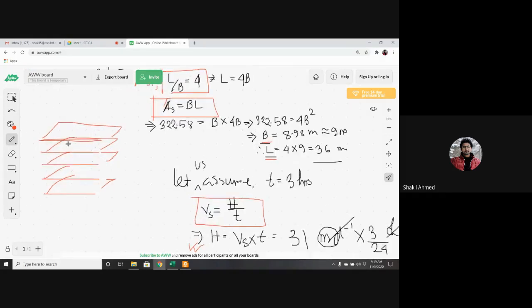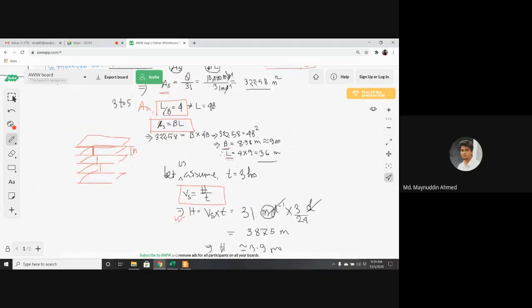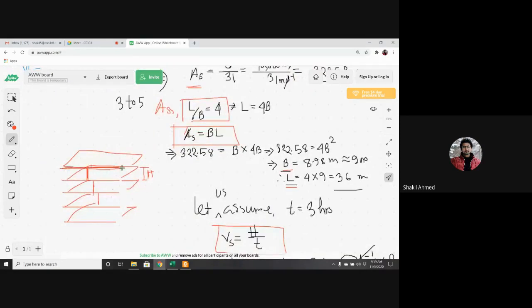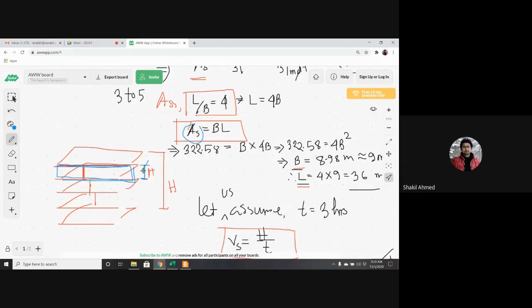Your settling velocity will be limited to this. So your height, theoretically, should be this. If you take AS equals to 5 into BL, the whole, then H will be the total one. Now, if you consider only this portion, a small sedimentation tank, only one layer, then your AS will be 1 into BL and your H will be this. Okay, sir. Thank you.